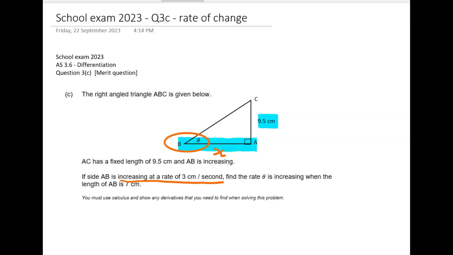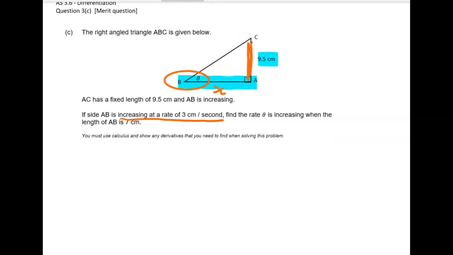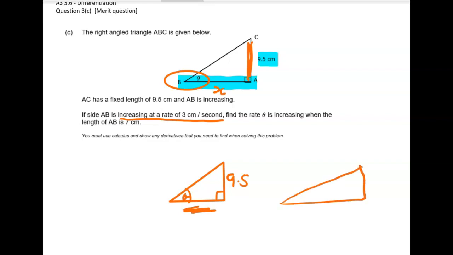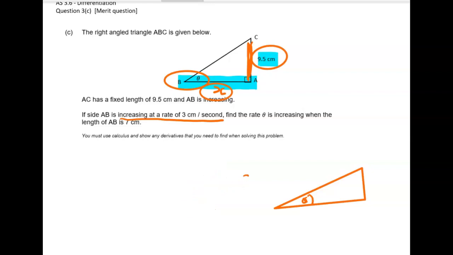What's going to happen here is that this side length is going to stay the same and this angle is going to change. So if this is theta and this is 9.5, then as this side here, x, gets longer, and that side stays at 9.5, you can see that theta is actually getting smaller. So the answer that we get here should be a negative number because this side is not changing, this side is growing. What we need to do is figure out the rate of change in the angle when that length is 7 centimetres.